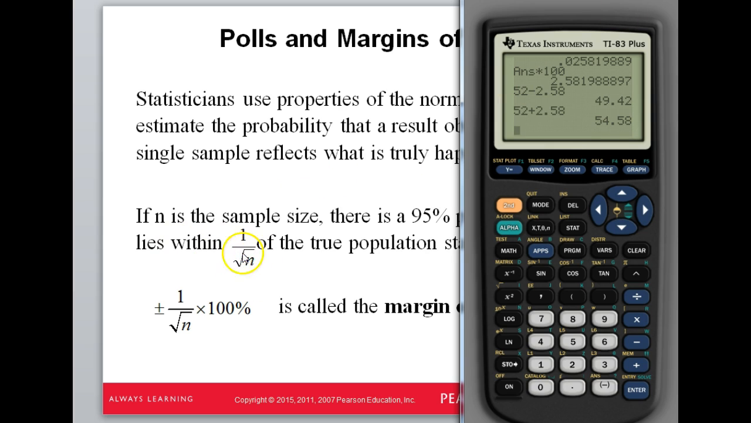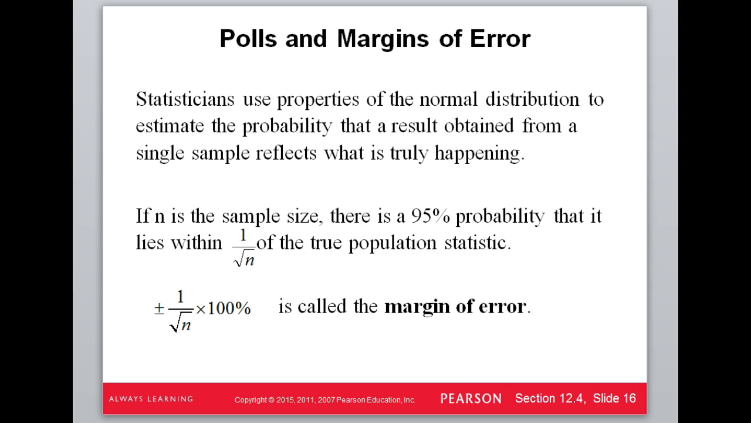So that's what this number represents: how tight the window is going to be around our estimate from the sample. Using this property of the bell curve, we can squeeze it into a tiny little window of what the actual population percent is going to be. Alright, so let's do another example using the same concept.